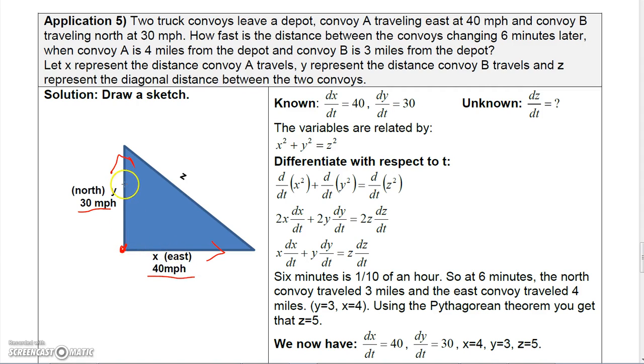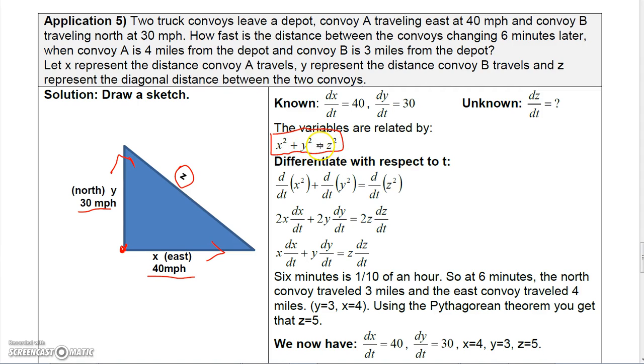As these two convoys travel, not only is the distance y that this convoy reaches from the starting point changing, and the distance x that this convoy reaches changing, but also the distance z between them is changing. So unlike the latter problem, here the hypotenuse is actually changing as well. So the relationship between x, y, and z could be satisfied with the Pythagorean theorem, x squared plus y squared equals z squared. And then I could differentiate each of these.